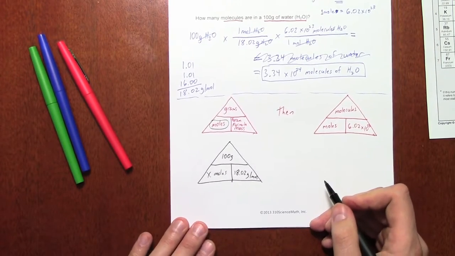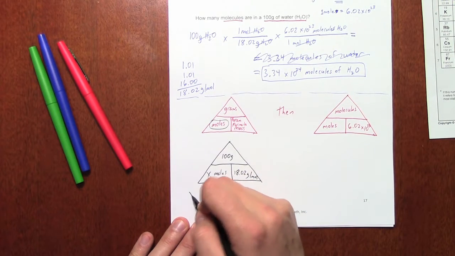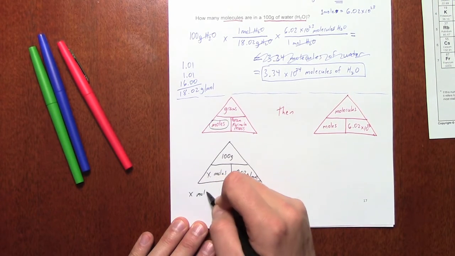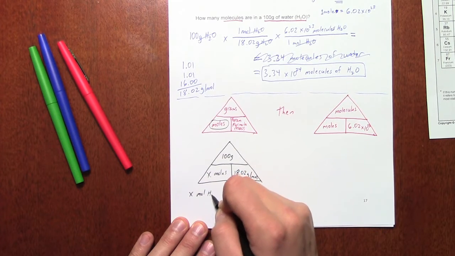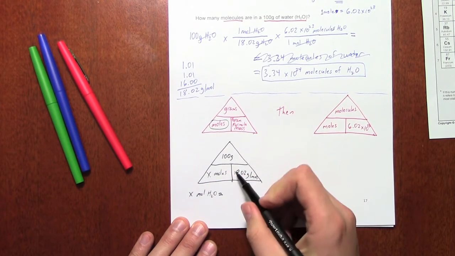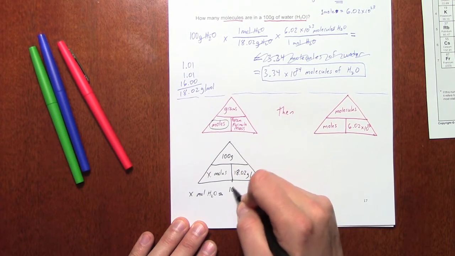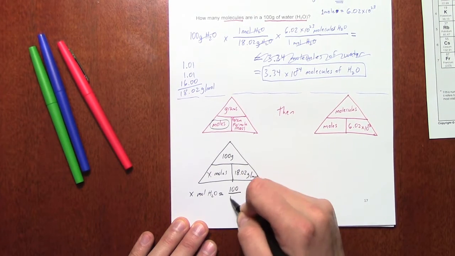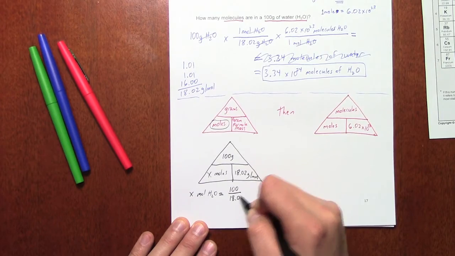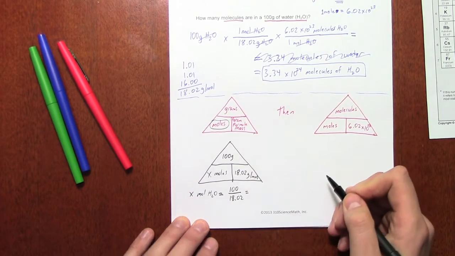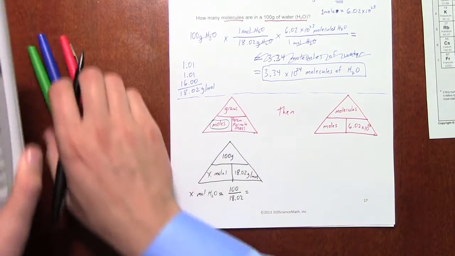Okay, so I'm running out of space, but I can probably squeeze this in. Just write X moles of H2O equals, now watch this. See how 100 is over 18.02? I'm going to write that same thing over here. 100 over 18.02. Now I'm going to need my calculator.